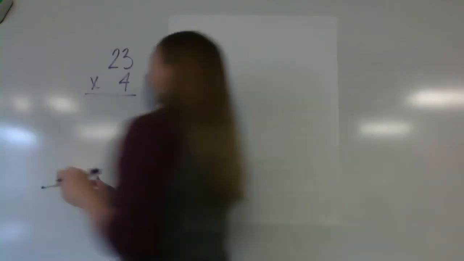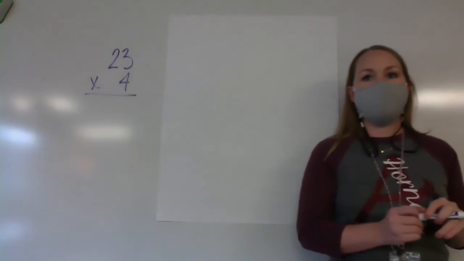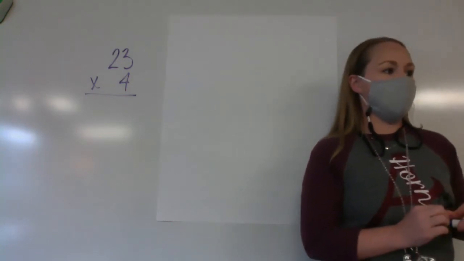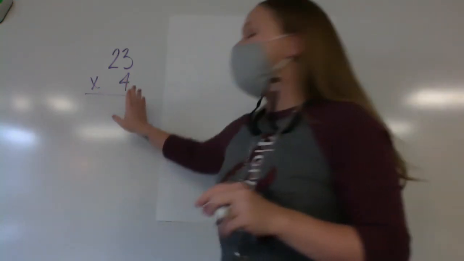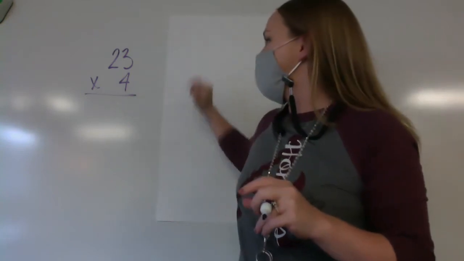So let's do, you can write this on your whiteboard. 23 times 4. Thumbs up if you know how to do that. Okay, we should all know how to do that. So let's do that together on our whiteboards. This is going to be your standard algorithm, and you'll see how we just build onto it today.